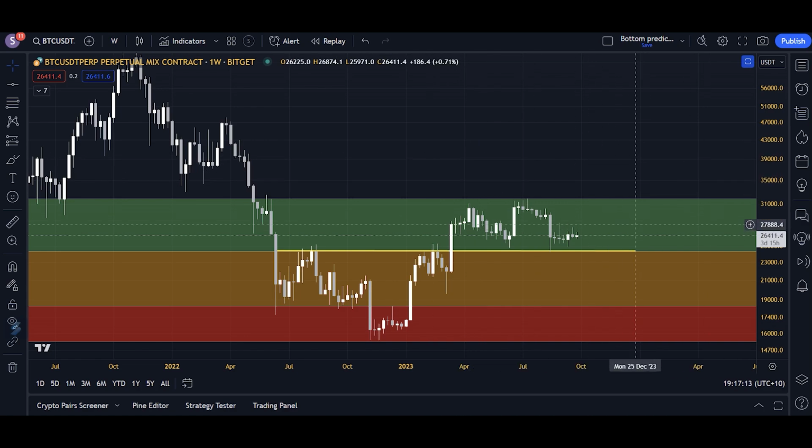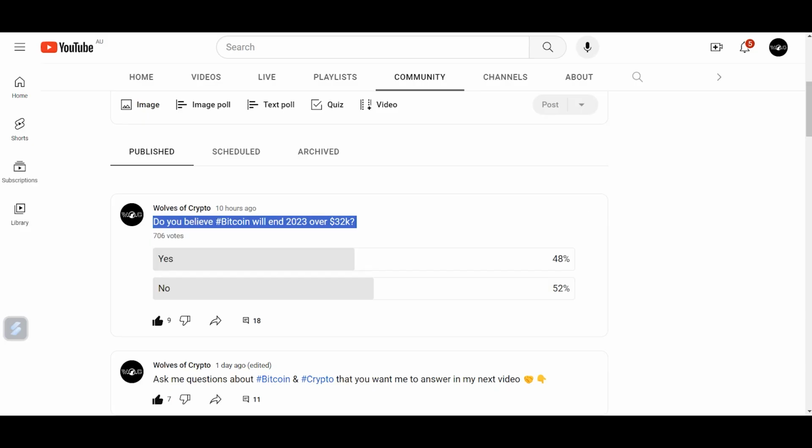We're between 24.5 and 32k. I've done community polls in the past saying, do you believe Bitcoin will get above 32k by the end of 2023? Or do you believe, rather, Bitcoin will end 2023 above 32k? It's about 50-50, and this further instills my point that I was making before. The market's neutral. If half the people think Bitcoin's going to get above 32k, half the people think it's going to remain below it, what can you say other than neutrality?